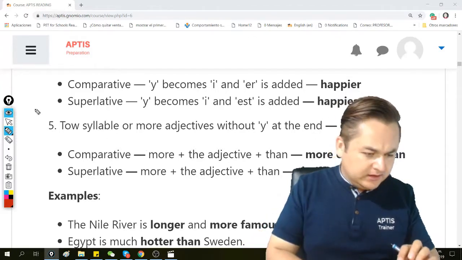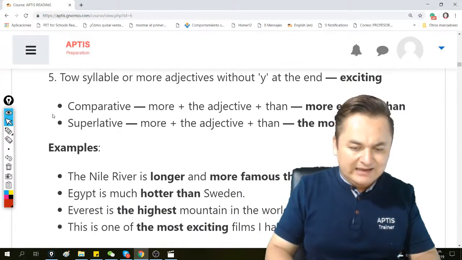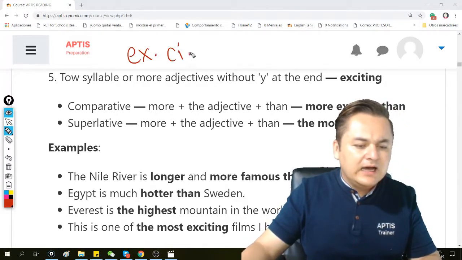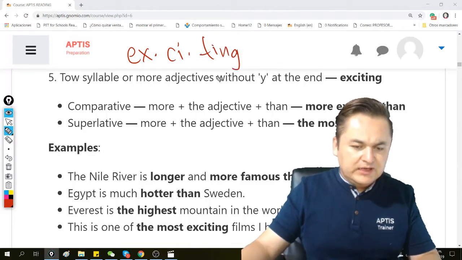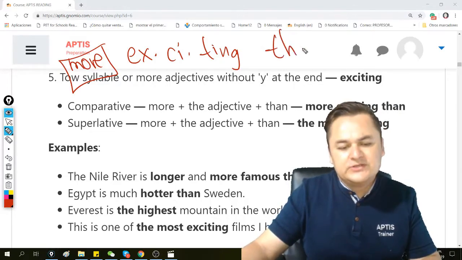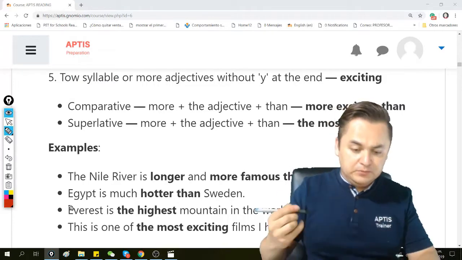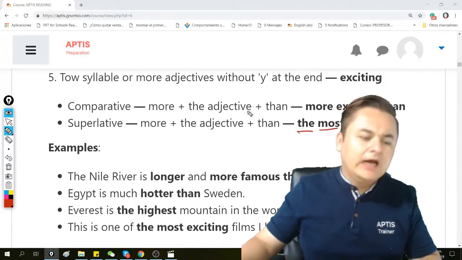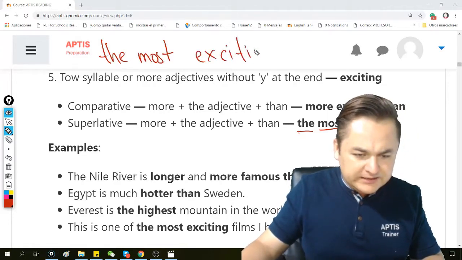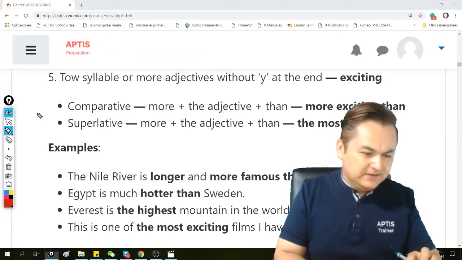Now, if a word has more than one syllable, for example, the word exciting, which has three syllables, you have to add the particle more, and of course than. So you say this is more exciting than. For the superlative you do the same: you add the particle the most exciting. So you may say, this is the most exciting movie that I have ever seen, for example.